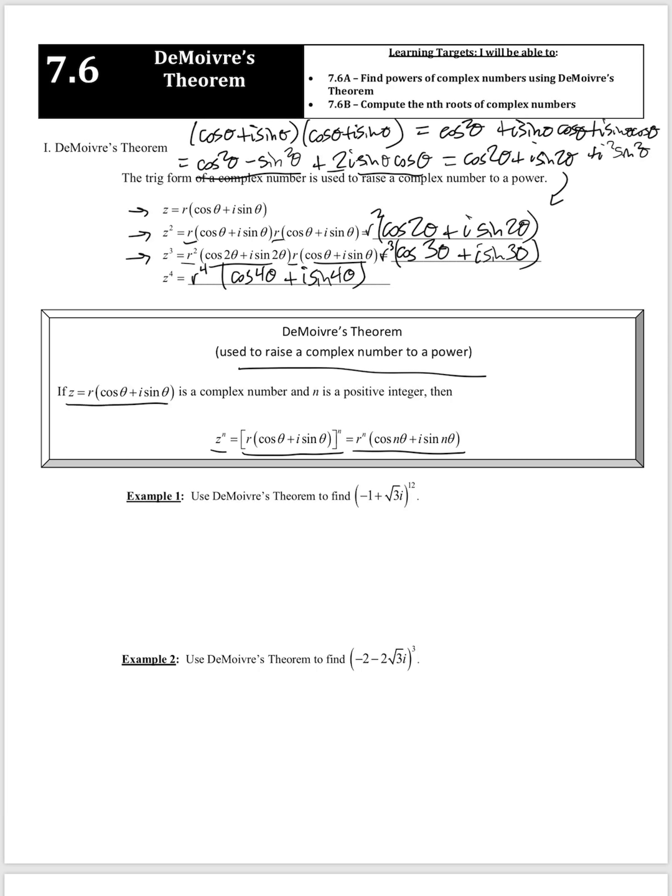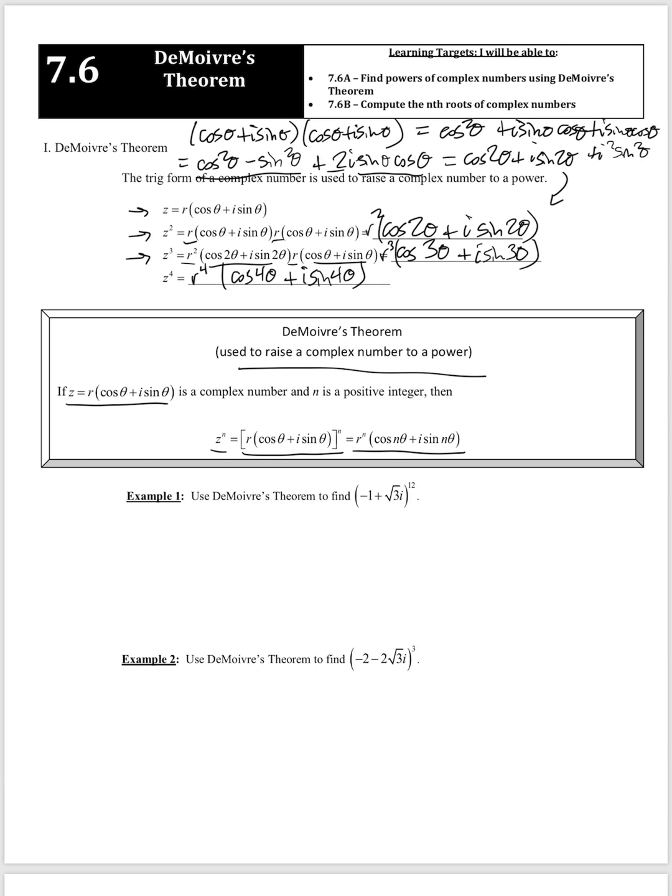Okay, so you might be wondering, well, so what? That's a nice theorem. Well, it's actually an incredibly nice theorem because now we get to take a look at a problem like example 1. Use DeMoivre's theorem to find -1 plus radical 3i to the 12th power. Now, ordinarily, think of how much work that would take us to raise that to that power. Even if we use the binomial theorem, which we learned last semester, that's still a considerable amount of work. So instead, we're going to use DeMoivre's theorem.